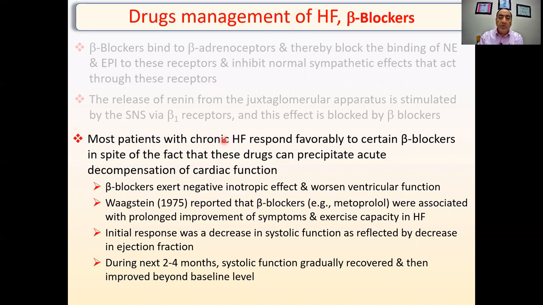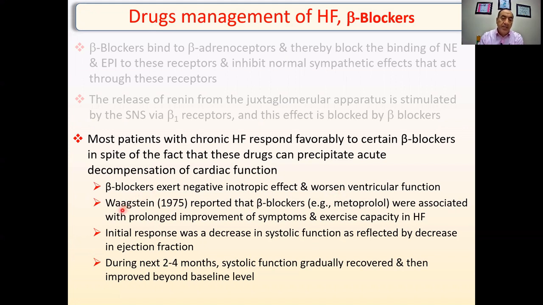So most patients with chronic heart failure respond favorably to certain beta blockers, as we'll explain in a minute in the next slide. In spite of the fact these drugs can precipitate acute decompensation of the cardiac function, they have a negative inotropic effect, because stimulation of the beta receptors causes enhanced contractility, right? If you inhibit these receptors, you decrease contractility, a negative inotropic effect. So this is the negative side. Okay, so in the beginning, they thought they would worsen the case of heart failure.